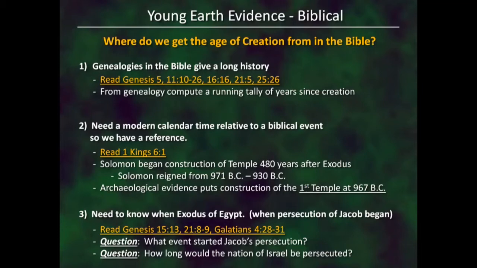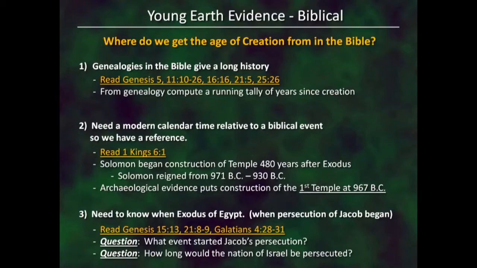But the key point to helping us solve the puzzle here is that we need a calendar time that can be relative to the biblical events. And what's interesting when we read 1 Kings 6:1, it says that Solomon began the construction of the temple 480 years after the Exodus. And so we know from archaeological evidence that the construction of the first temple started at around 967 BC. It fluctuates a little bit, a year there. But so we have a time relative to this time frame that we're talking about of 967 BC.